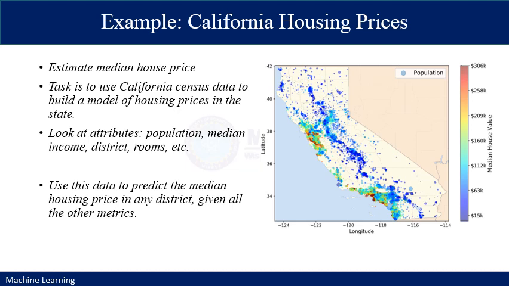You will use the model, provide a loss function, and then use different techniques to optimize your loss function on the training data and then generalize on unseen examples. You can look at different attributes which contribute towards the prediction, for example, population, median income, district, rooms, etc. Use this data to predict the median housing price in any district given all other metrics.